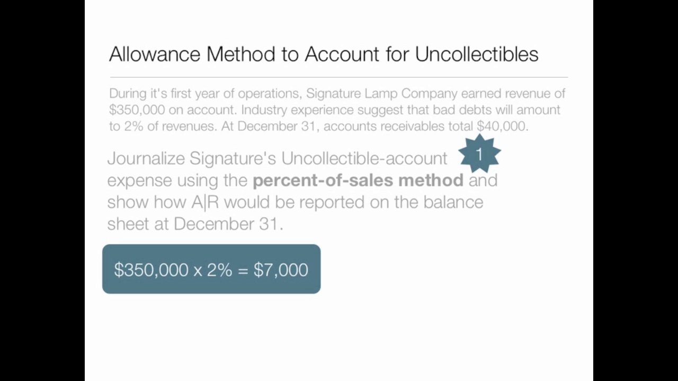So we record this by debiting what's called uncollectible account expense for $7,000 and crediting the allowance for uncollectible accounts for $7,000. Now please keep in mind, at this point, no individual customer has been written off. We're only accounting for what we believe we will not collect. Therefore, following the matching principle, matching expenses with the revenues those expenses created.